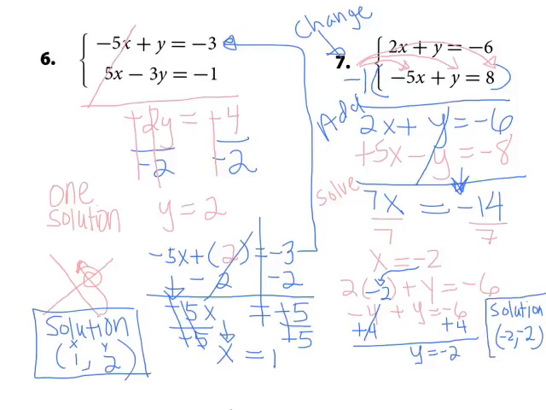And no, you don't always get the same numbers, because you can see that in this problem, these x's and y's were not the same number. Here, they ended up being the same number, but that's just by coincidence.